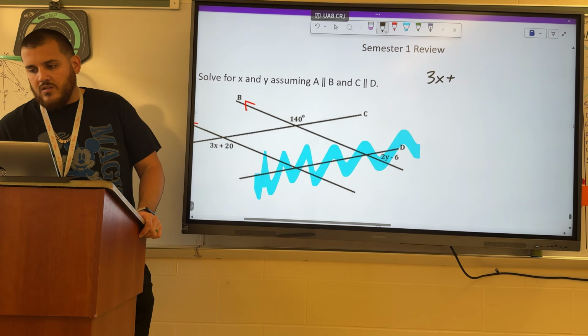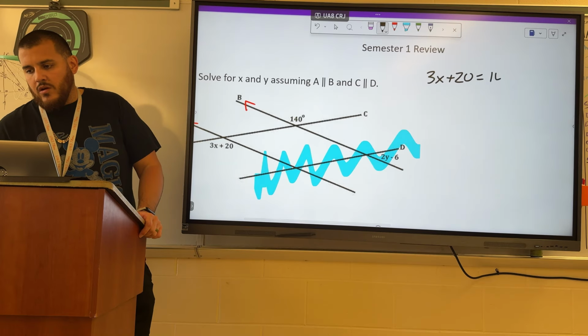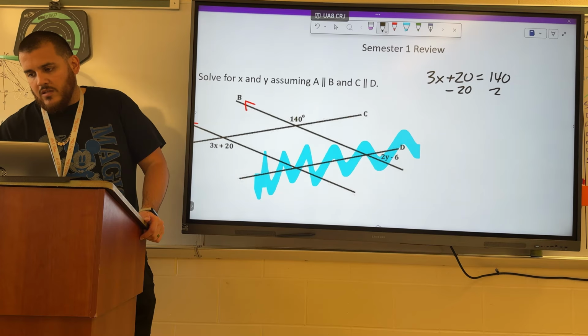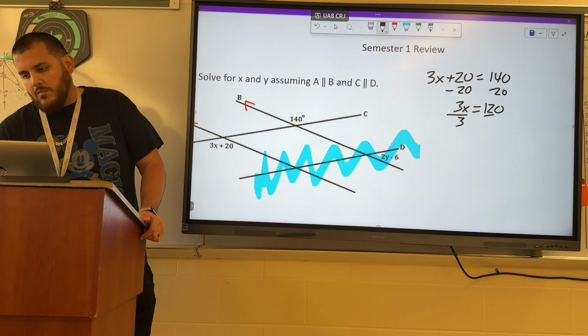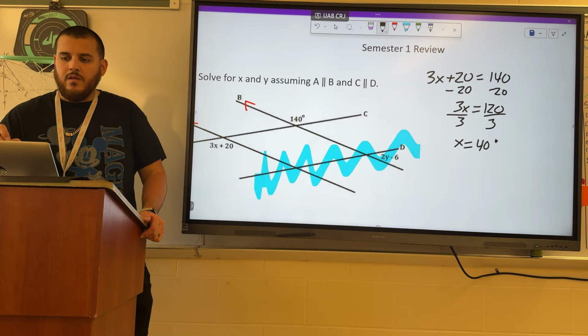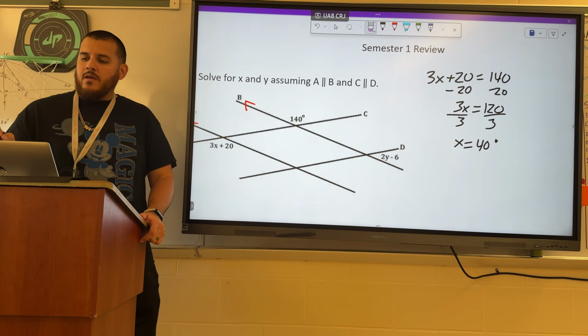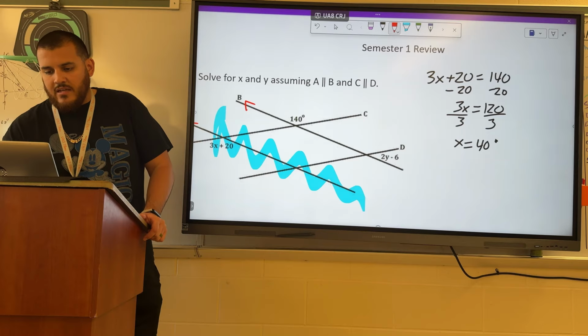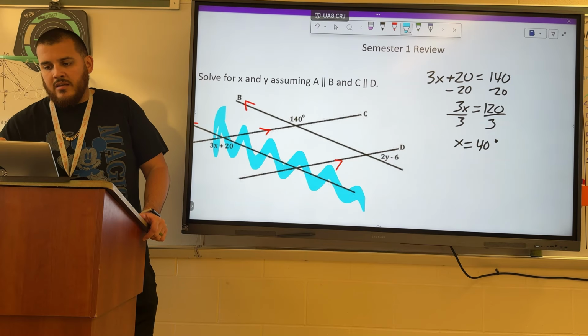So 3x plus 20 has to equal 140. And we can do the algebra to solve. I can subtract both sides by 20. That gives me 3x equals 120. Can divide both sides by 3. X equals 40 degrees. Now to solve for y, I can ignore what's going on down here, knowing that these lines are parallel, C and D, as it says here.